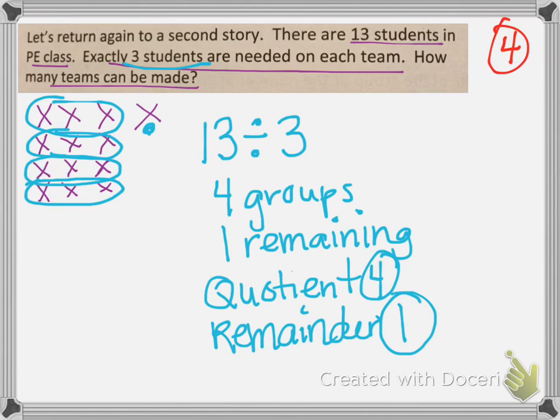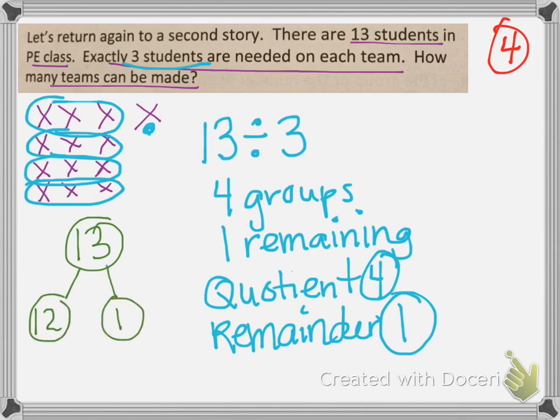Now, what if I do this? One more thing. What if I take 13 as my total and I make a number bond of 12 and 1? Okay? Let's take a look at the parts and compare the parts to my quotient and my remainder. Well, this 1 represents the remainder, so I'm going to put an R there. The 1 represents the remainder.